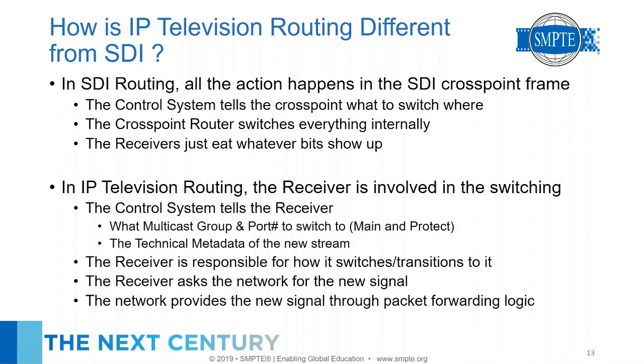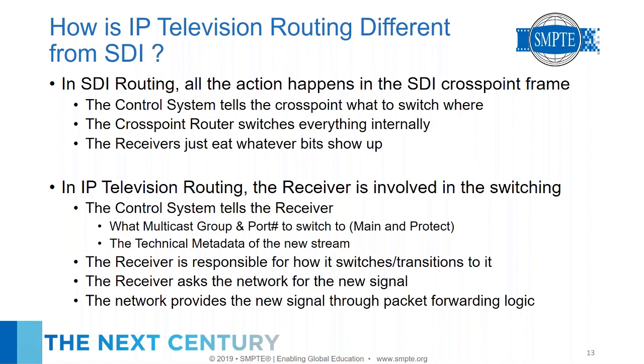In IP, it's different. In IP, the receiver is involved in the switching. And this just has to do with the nature of the protocols and the nature of how we're using IP networks, that the control system to switch a signal actually tells the receiver what signal it's going to get, including not just things like its multicast group, but also technical metadata that it needs, like the resolution, whether it's HDR or SDR, whether it's 422 or 444, all that kind of stuff. The receiver gets told that before it gets the first pixel. And so it can be ready to receive.